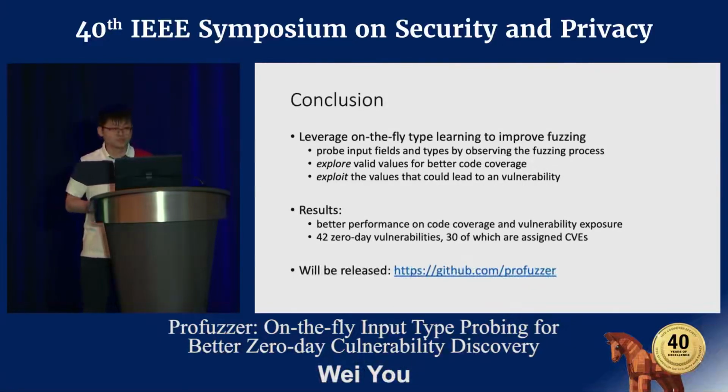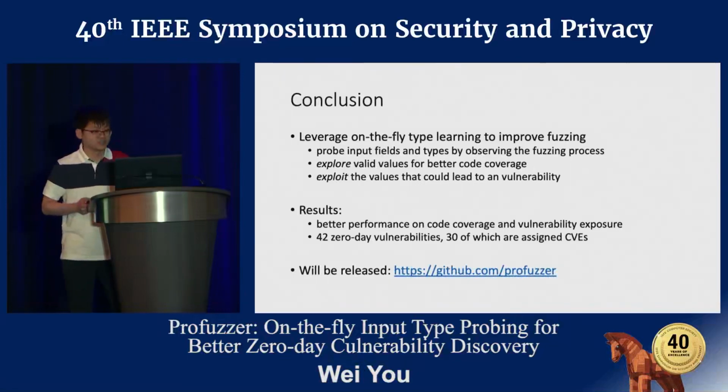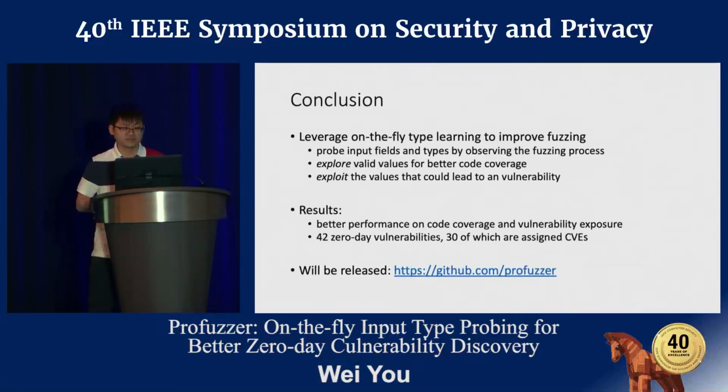So in conclusion, we propose a technique that leverages on-the-fly type learning to improve fuzzing. The basic idea is to probe input fields and types by observing the fuzzing process and leveraging the type information to explore more program paths and exploit potential vulnerabilities. Based on the proposed technique, we implemented a prototype system called ProFuzzer. The evaluation results indicate that ProFuzzer has better performance in both code coverage and vulnerability exposure. It discovered 42 zero-day vulnerabilities, 30 of which are assigned CVEs.